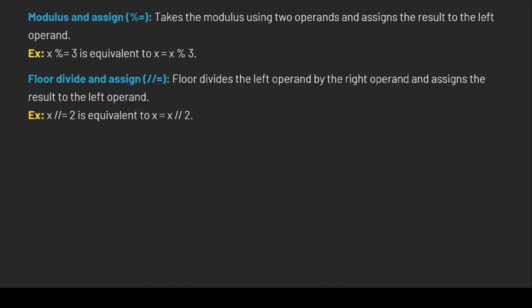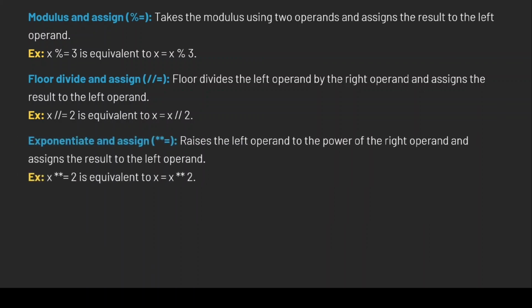This operator divides the variable by the right operand, rounds down to the nearest whole number, discarding any decimal part, and assigns the result back to the variable. Next is the exponentiate and assign operator. This operator raises the variable to the power of the right operand and assigns the result back to the variable. For example, x **= 2 is equivalent to x = x ** 2.